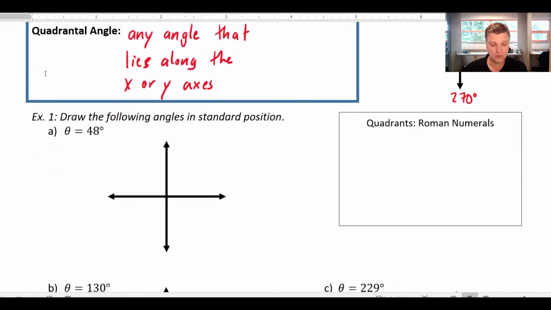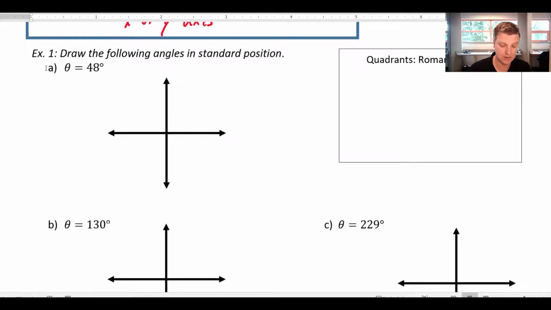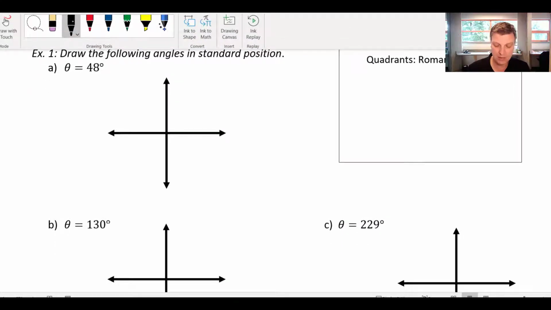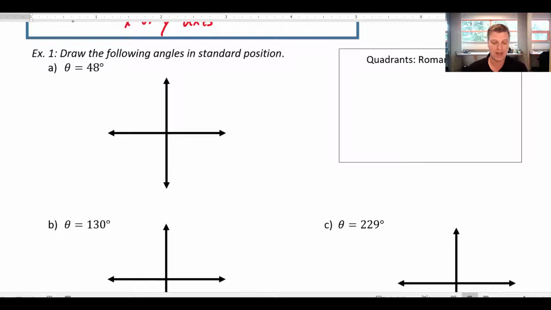So we're going to draw the following angles in standard position. For example, drawing the angle theta equal to 48 degrees, approximately what would that look like? If I start here, this is my 0 degrees, and if I know that this is 90 degrees, then 48 degrees would be somewhere in between here. So there is theta, approximately 48 degrees. Go ahead and try the other ones. Just hit pause real quick and try these other angles, and then you can unpause me and see how you did.